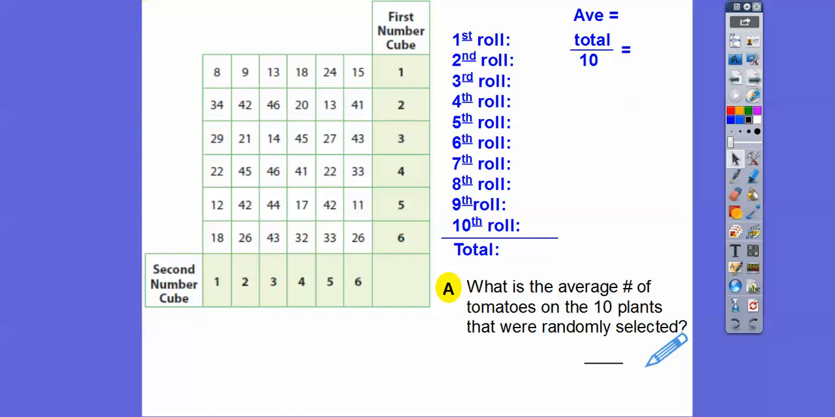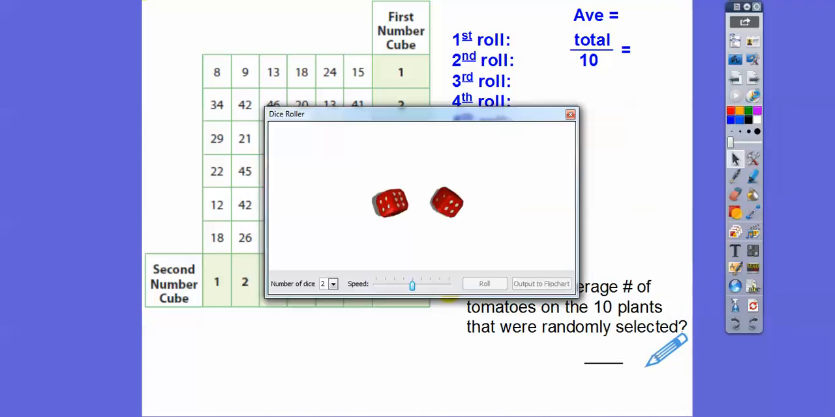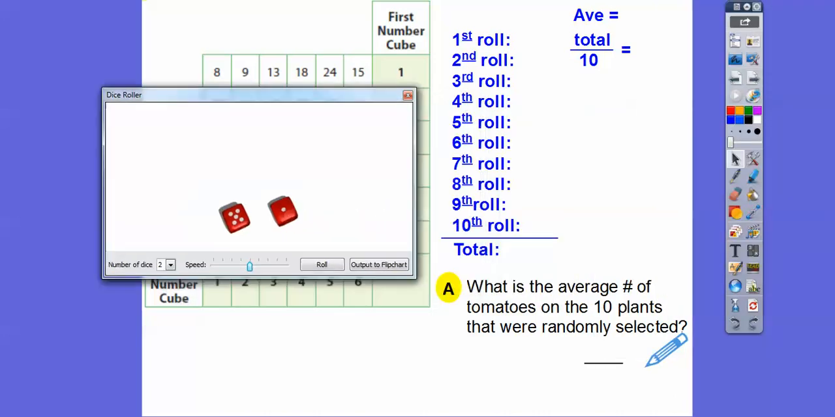So here we go. Let's see, I have a rolling dice on here somewhere. Where is that? Right there. All right, we're just going to roll these dice. Okay, so here we go.